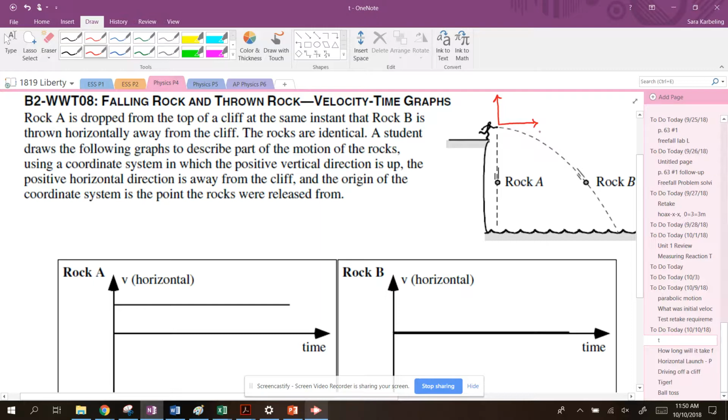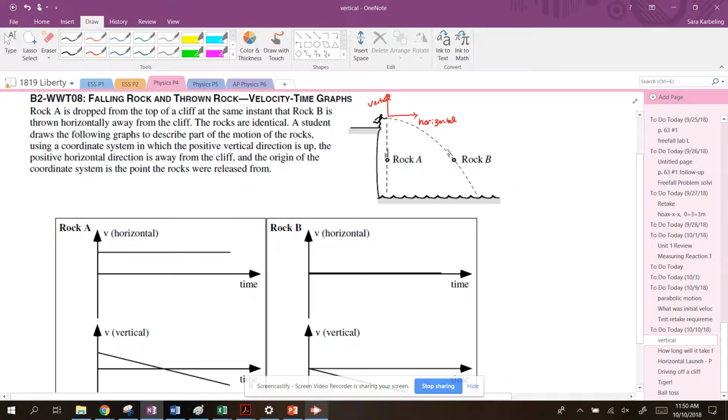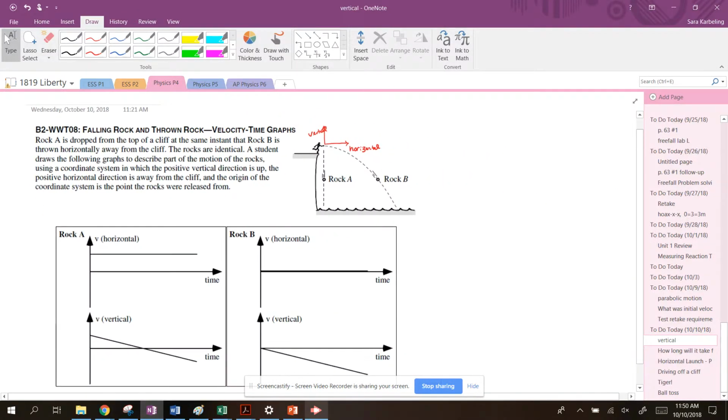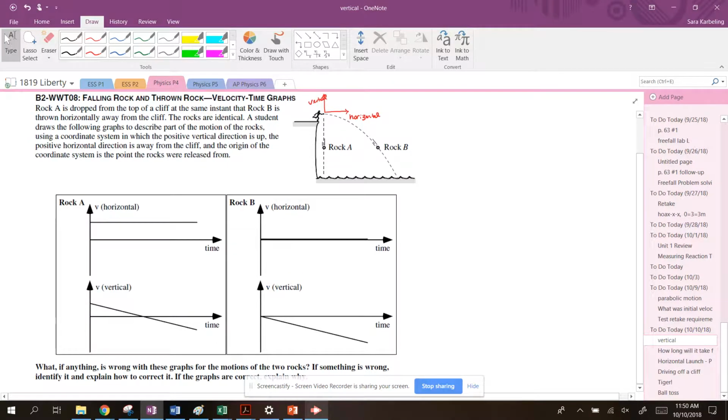So this is the horizontal direction, and this is the vertical. That should be pretty clear, but just in case you're confused, okay? So I'm going to zoom this out a little bit so that you can see these graphs. This is kind of like the question that was at the bottom of the test that you took. Here's a graph. Did they do it right?